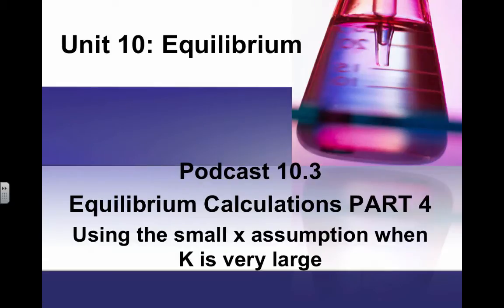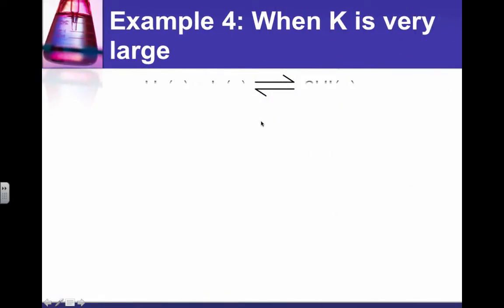We're going to work through equilibrium calculations. This is part 4. You may have already seen the first 3 parts, but in this one we're going to use the small x assumption when the K value is very large. There's some special techniques we use here, so pay attention.